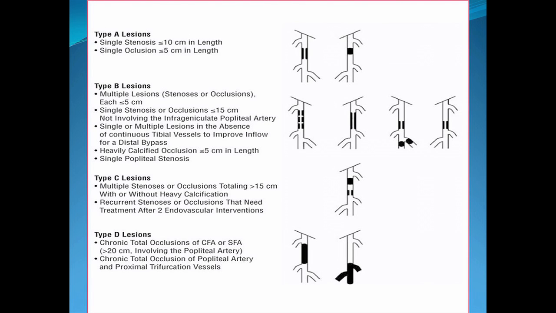So what do we mean by long lesions? Most of the studies have enrolled patients with either type A or type B lesions, but here we are talking about high-end type B, type C and type D lesions, which are chronically occluded or long stenoses, and we really don't have data on these types of long lesions.